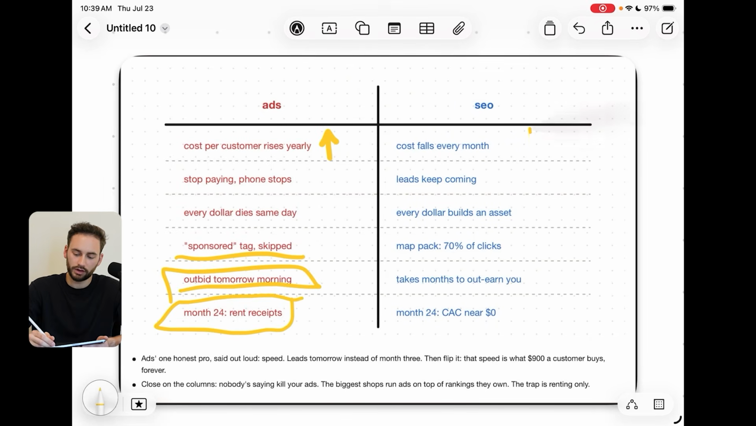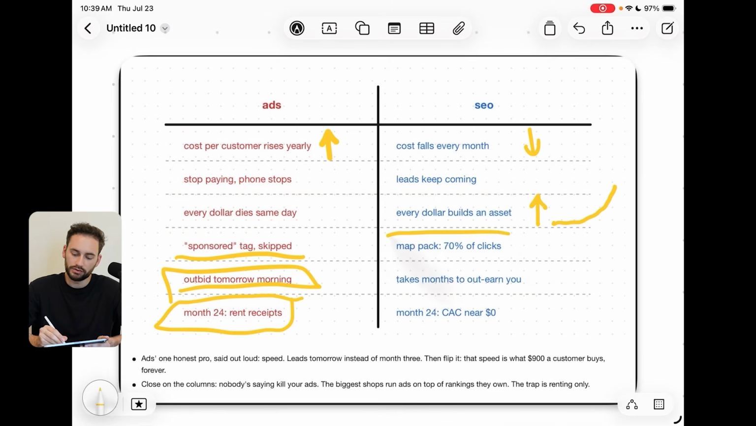With SEO, the cost falls per month, and this is a good down arrow. The cost to acquire a customer goes down over time the more you invest in SEO, pretty much infinitely. The leads keep coming consistently once you start ranking. Now, I will say it takes time to rank. Again, some markets 2 to 3 months, some markets 24 to 48 months, depending on the competition. But every dollar you invest builds this asset that just goes up.